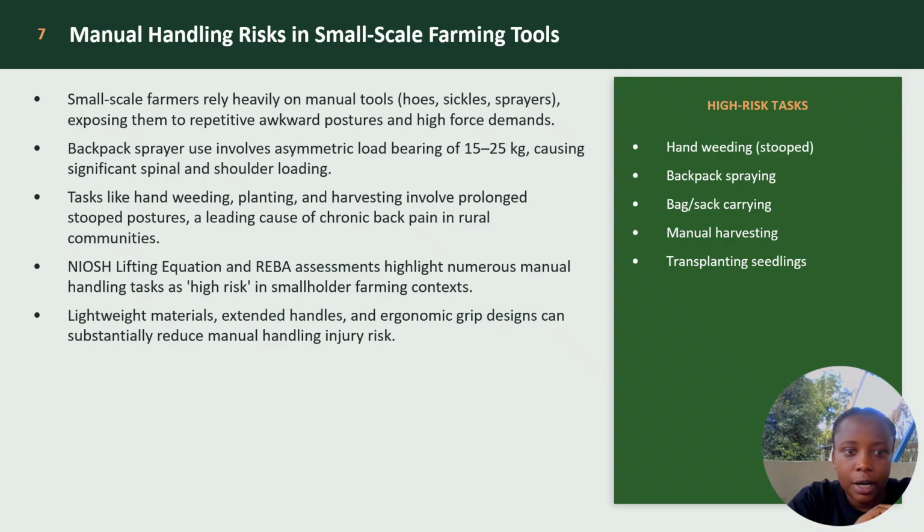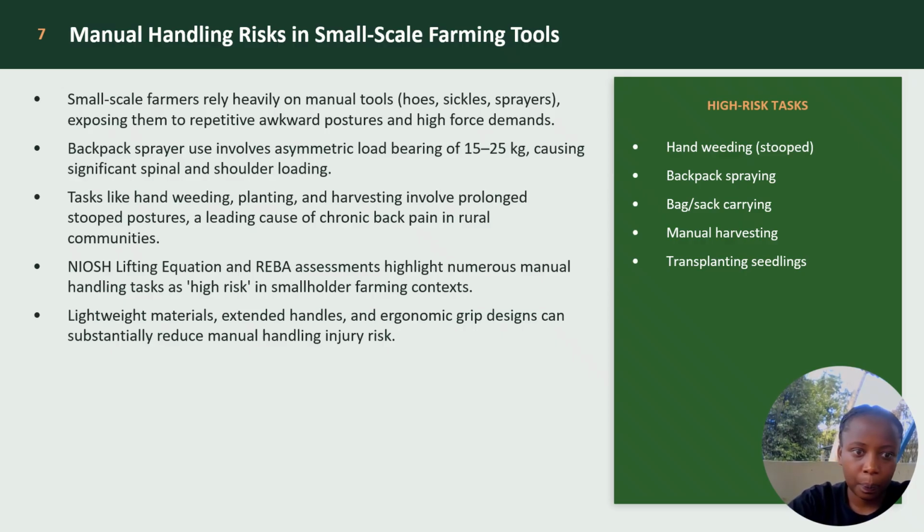The second one is the backpack sprayer, used with asymmetric load bearing of between 15 and 25 kg, causing significant spine and shoulder loading. The third one, tasks like hand weeding, planting, and harvesting involve prolonged stooped posture, causing chronic back pain in rural communities.